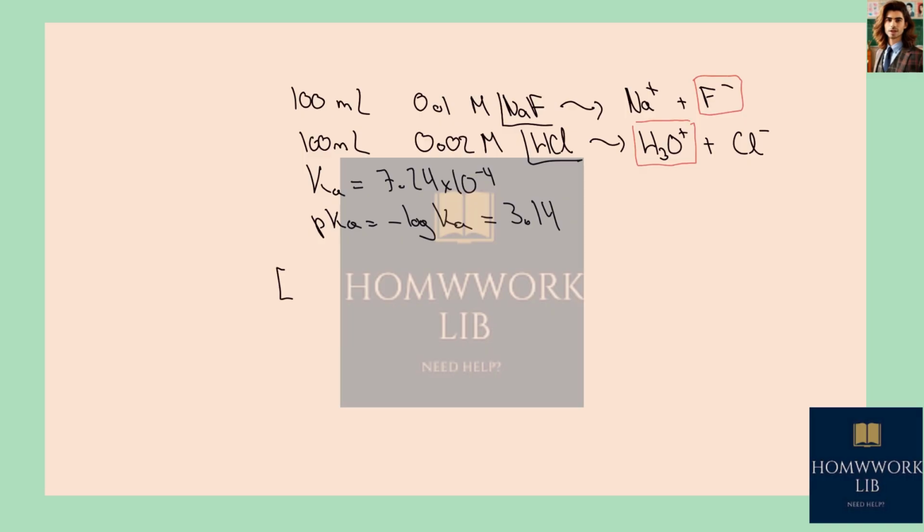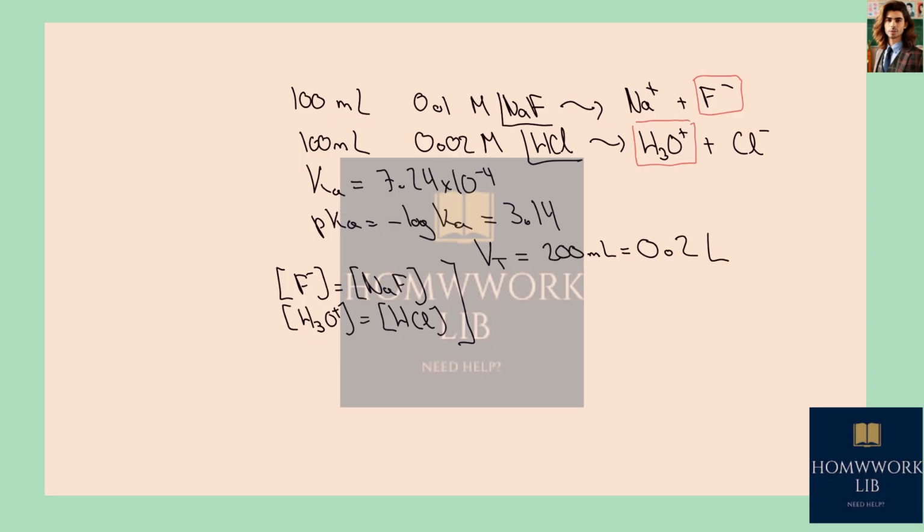So if we want to calculate the concentration of F minus, this is going to be equal to the concentration of NaF. And the same thing happens with the concentration of hydronium ion. Since this is a strong acid, this is going to be the same as the concentration of HCl that we initially added to our solution. So, first step, we need to identify what the total volume is going to be. The total volume is going to be equal to 200 milliliters, or expressed directly as 0.2 liters.